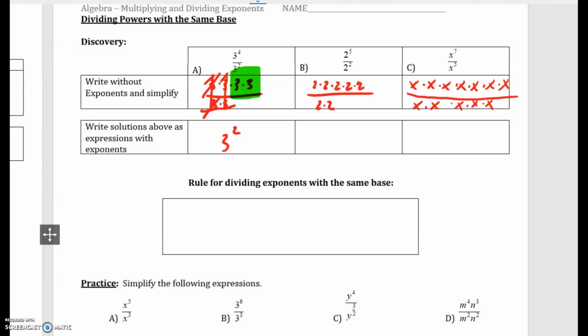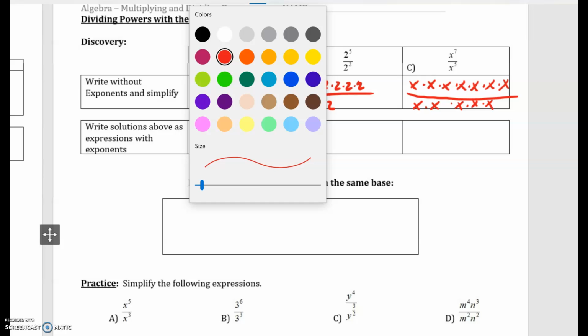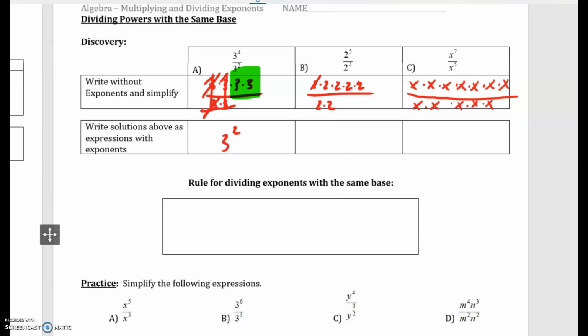Okay, let's look at letter B and do the same thing. So I've got a 2 that can reduce out with a 2, and same thing again, I got 2 of them that can reduce, so I'm left with 2 to the third. Okay, let's look at the variables now. 1, 2, 3, 4, 5. 5 of them are canceling out, leaving me with just x to the second.